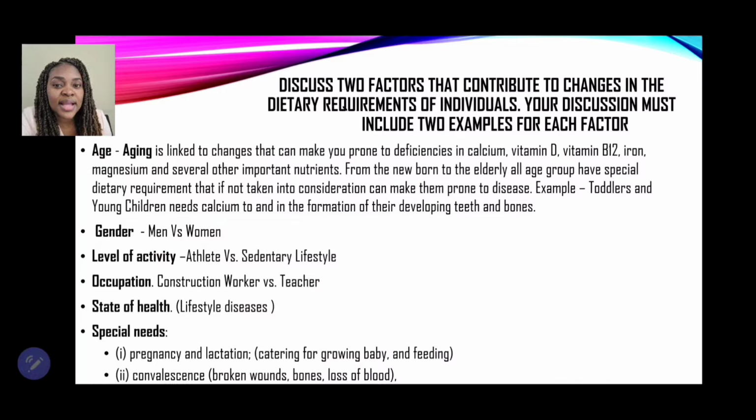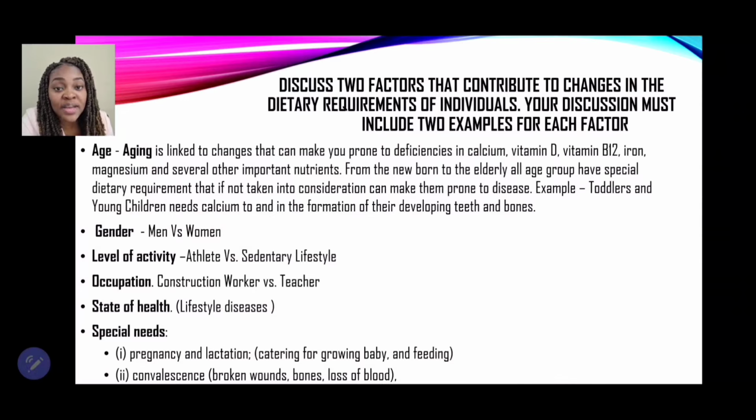So if you see an advertisement and something looks so appealing to you and you want to go and have it, that's an example of food choice, right? So don't mix this question up. This question is asking you for factors that contribute to change in dietary requirements. The key term there, dietary requirements, is very important. So what is it that you must have in order to meet the needs based on the state of your body, right?